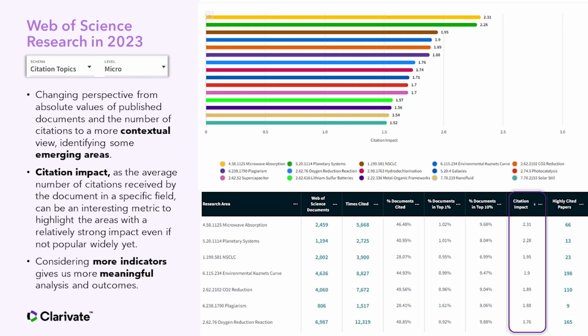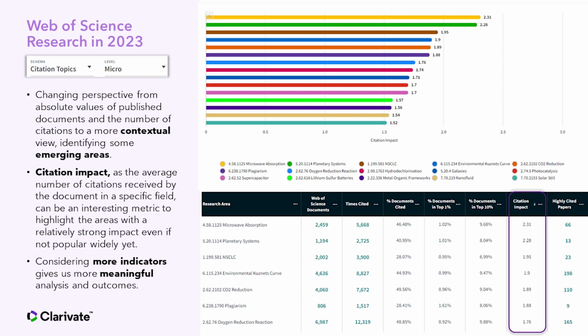If we just look at different indicators. Previously I was looking at the volume of publications and the number of citations. If I focus on citation impact, you'll get a different ranking. So if I change the perspective from absolute values of published documents and the number of citations to something that is more contextual, to identify emerging areas, we see microwave absorption, planetary systems, and so on. All of these topics are very influential when compared to the world average. The world average is 1. So, for example, the publications in this topic were cited on average more than 130% more than the world average.